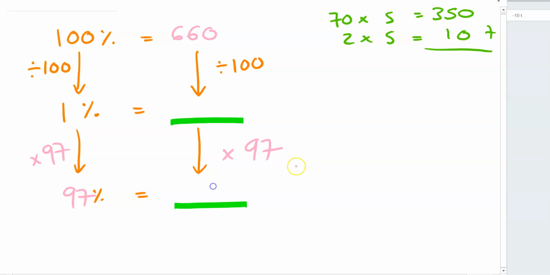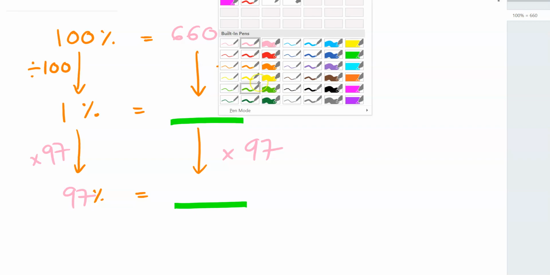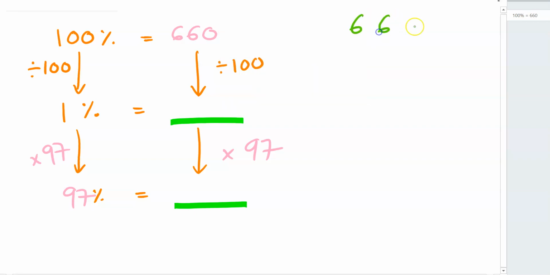So calculations. 660 divided by 100. So it's not going to be a nice, round whole number now because we've not got a number that's only in the hundreds. So what you do is you put a decimal, instead of putting it at the end and then decimal places, you put it 2 in from the end. So there. And then your number, a decimal, shouldn't end in a 0, so it's just 6.6. Now times it by 97.